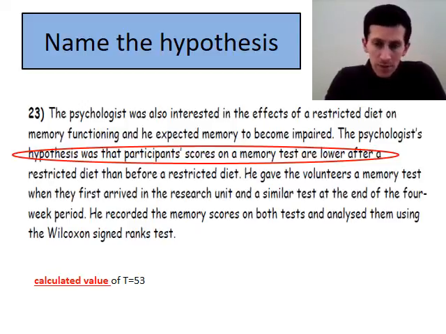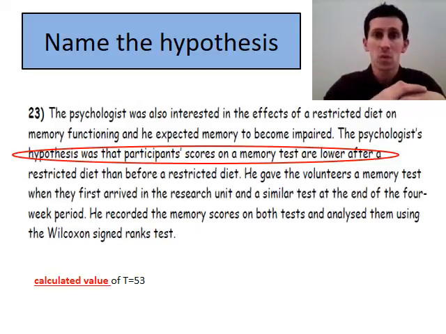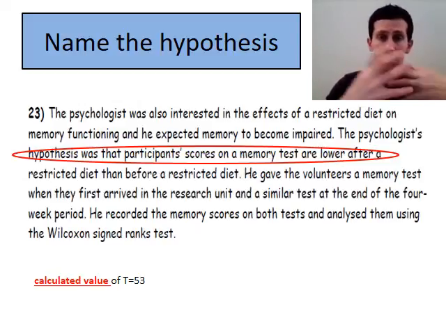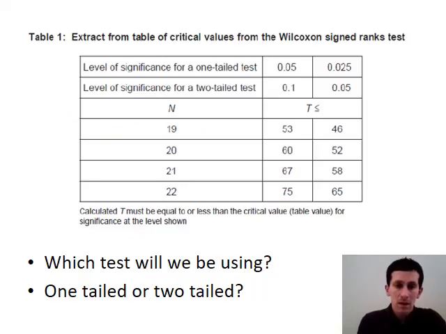So you usually get this little bit of blurb about an experiment. And they'll also give you a calculated value. So here it says the calculated value from the experiment, once they've done the Wilcoxon's test, was T equals 53. So they'll always give you a calculated value. And that calculated value is what they get after they put the data through a significance or statistical test. So then you're going to get one of these tables, and they're going to ask you to work out whether the results are significant or not. And you've got to be able to tell just from looking at this table and the data they've given you, is it significant or not?